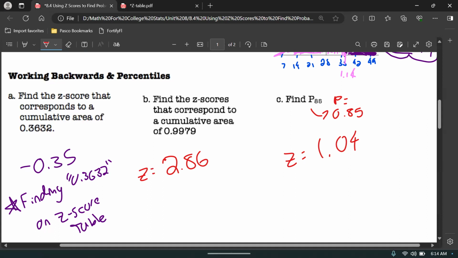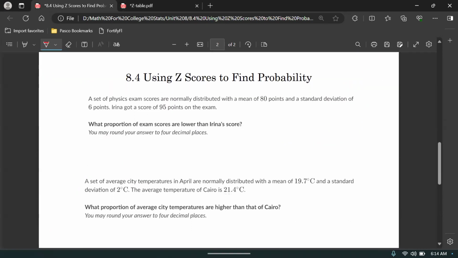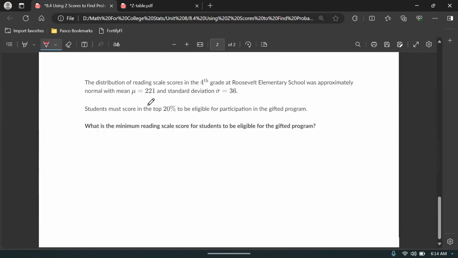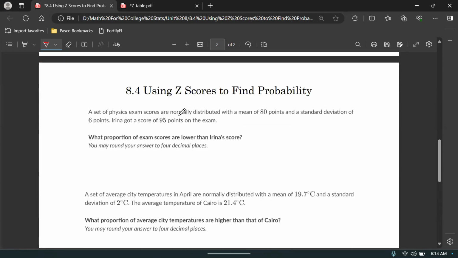All right, very nice. A few extra problems for good practice. I'll do a couple of them because they take a little extra time. So let's do one or two, just for good practice. So we have a set of physics exams, normally distributed, mean is 80.